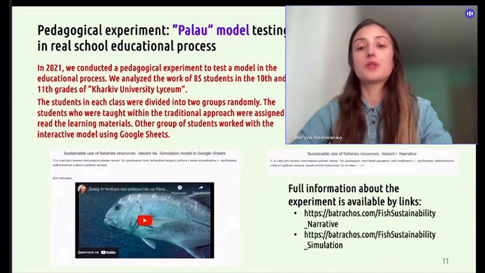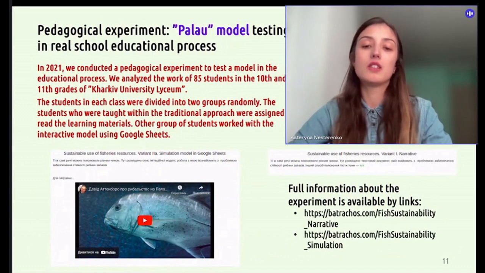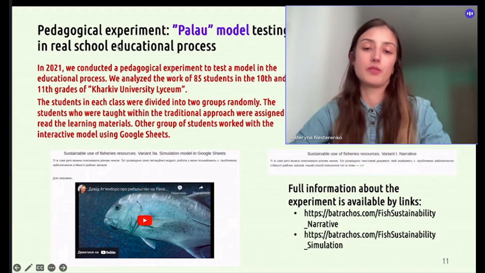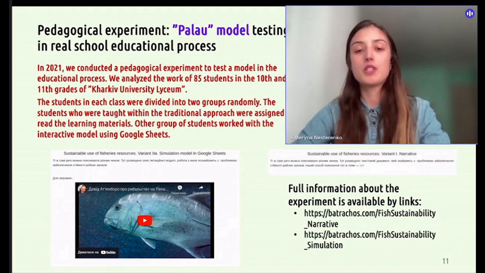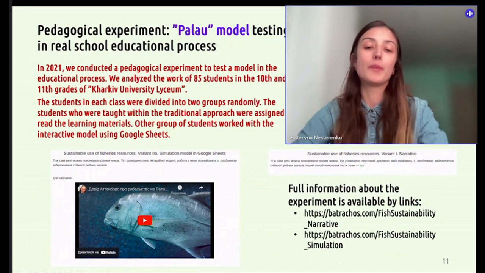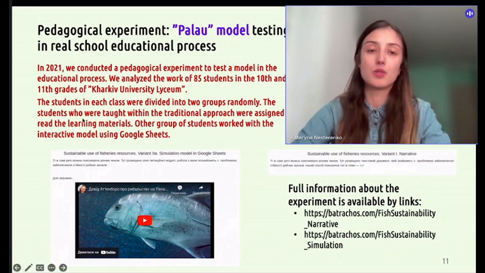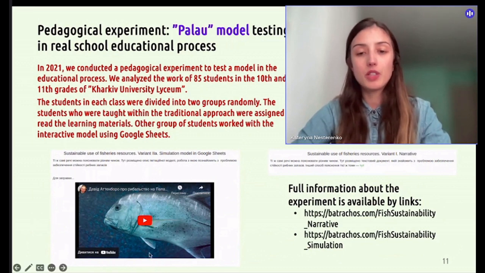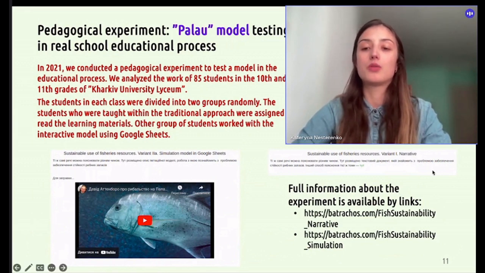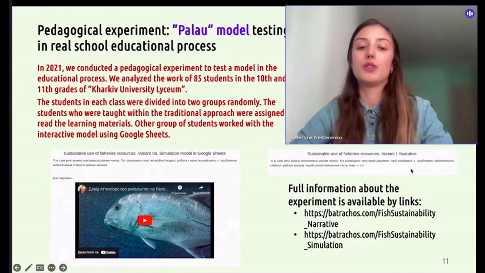We offered students of grades 10 and 11 at the Kharkiv University Lyceum 2 types of tasks: the traditional one and work with an interactive model. This educational experiment took place under the conditions of quarantine, when the training took place remotely. Students were randomly divided into 2 groups, and one group worked with descriptive learning material and the other one with an interactive model organized using spreadsheets. Links to both types of tasks are on the screen.